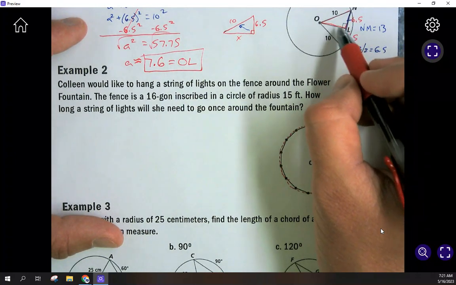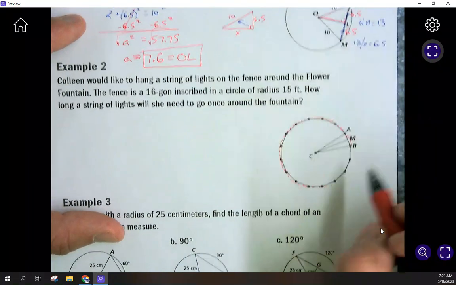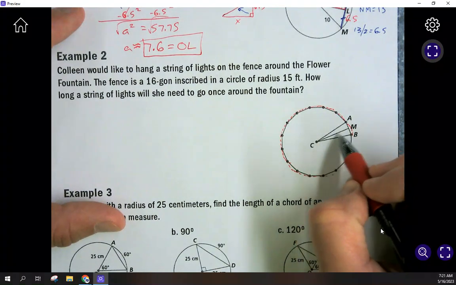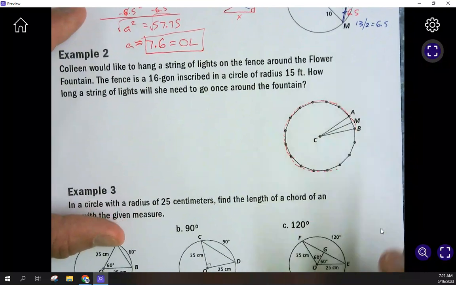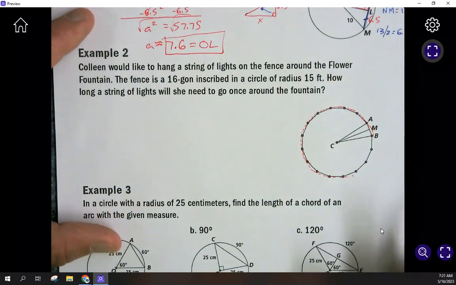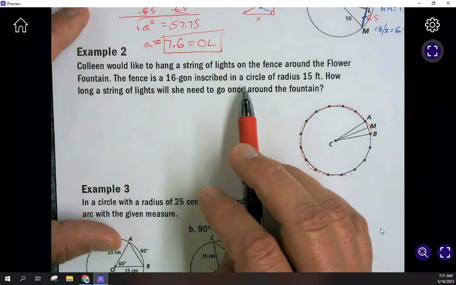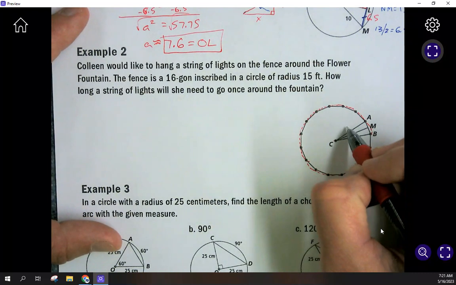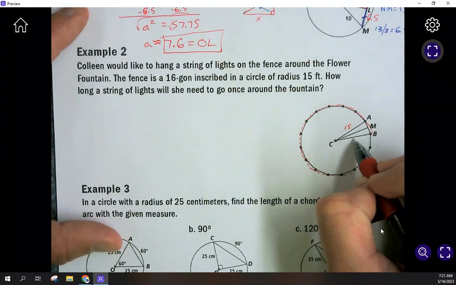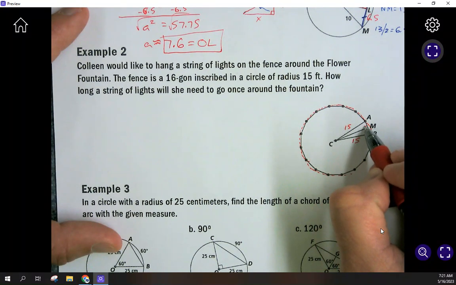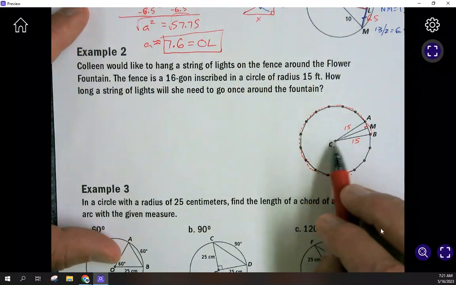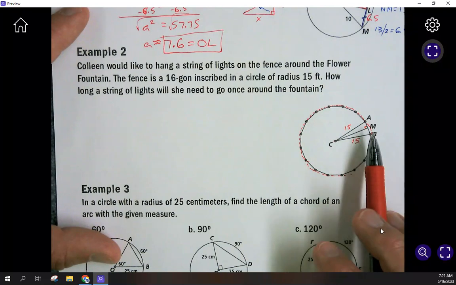But OL, right, is the distance from the center to the chord. CM is the same thing. It's the distance from the center to the chord AB, because each one of those is a vertex of this circle here. So the fence has 16 sides. The radius of the circle is 15. So I know AC is 15 and I know CB is 15. I don't know what CM is. Okay, that's going to be the measurement from the center to the chord.